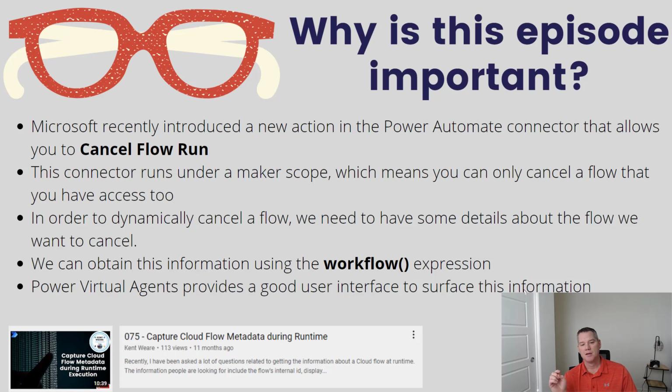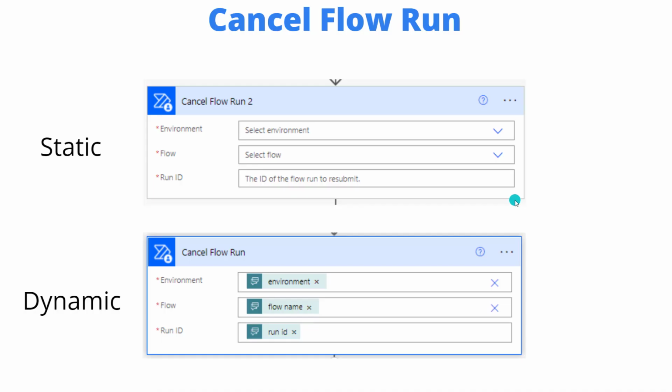Now, where does PVA come into place here? So we're going to actually use PVA as a user interface so that we can go ahead and surface this information. We'll start a Cloudflow from PVA. We'll get information or the metadata about that run instance. Then we can use that information to subsequently go ahead and cancel the run. So stay tuned. Let's go deeper into it.